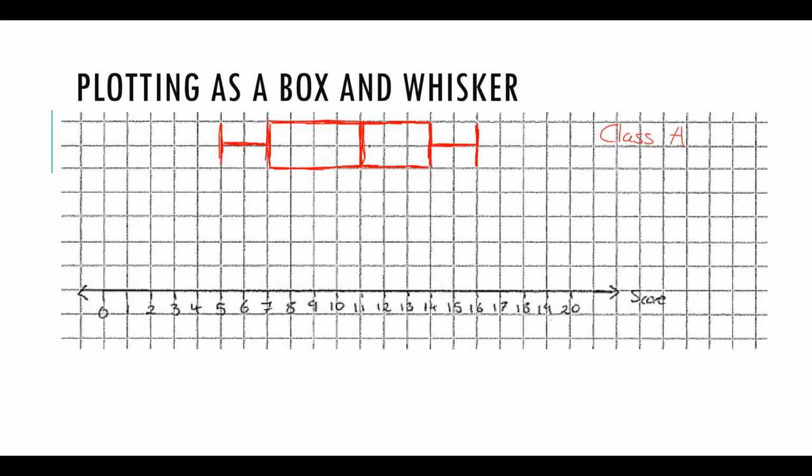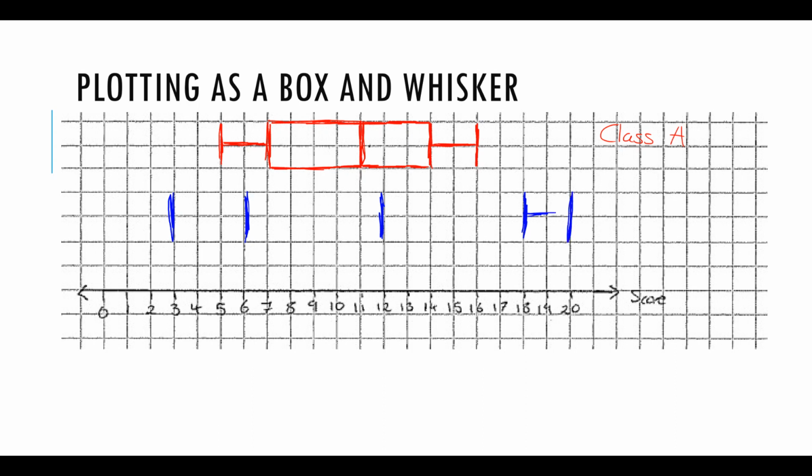Okay, so for class B, parallel box and whisker plot means they should be on the same side of the axis. So we're going to put them both above the axis here. So 3, 6, 12, 18, and 20.